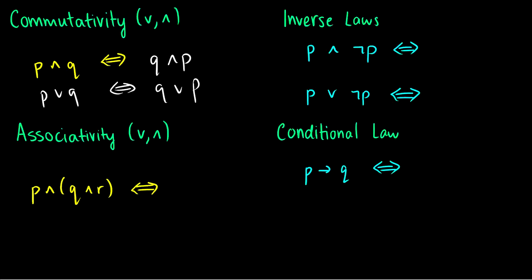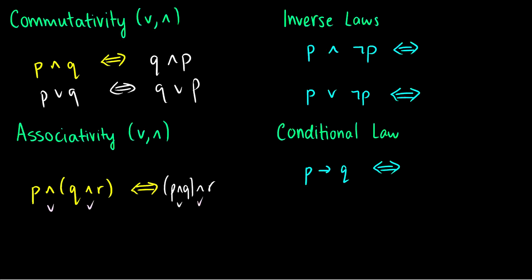Okay, that's commutativity. Associativity says if we have P and Q and R together, then we can just do P and Q first and then do R. And of course, this is also true if we have ORs there instead. But make sure they're both the same thing, otherwise we're dealing with distributivity instead.